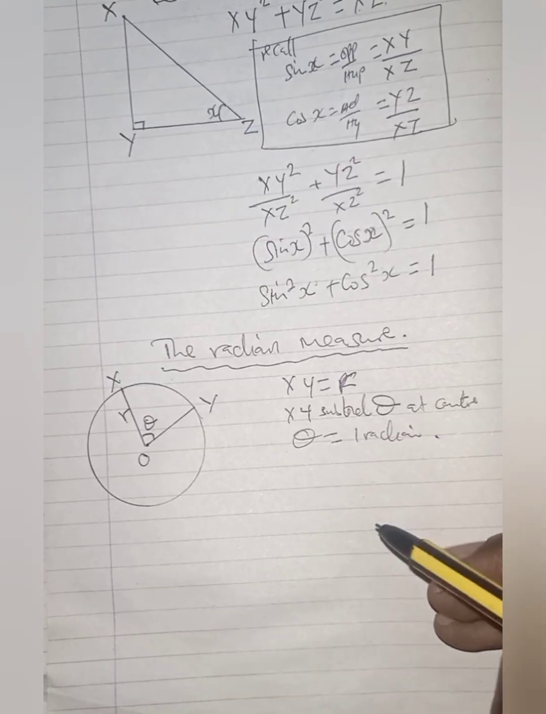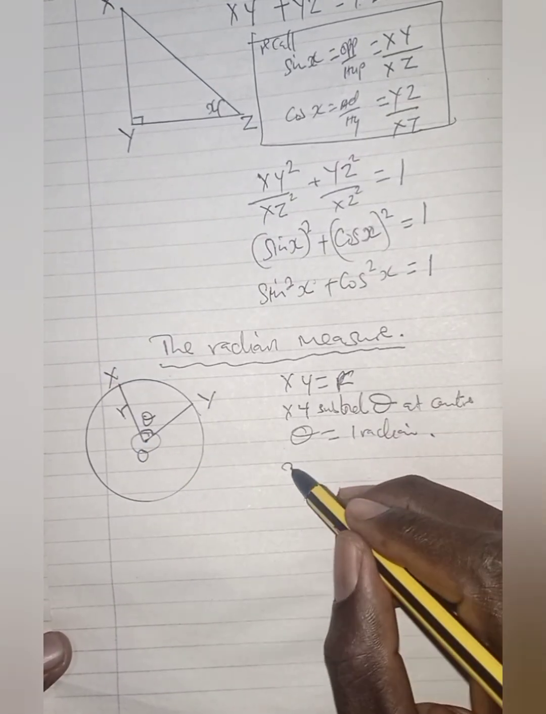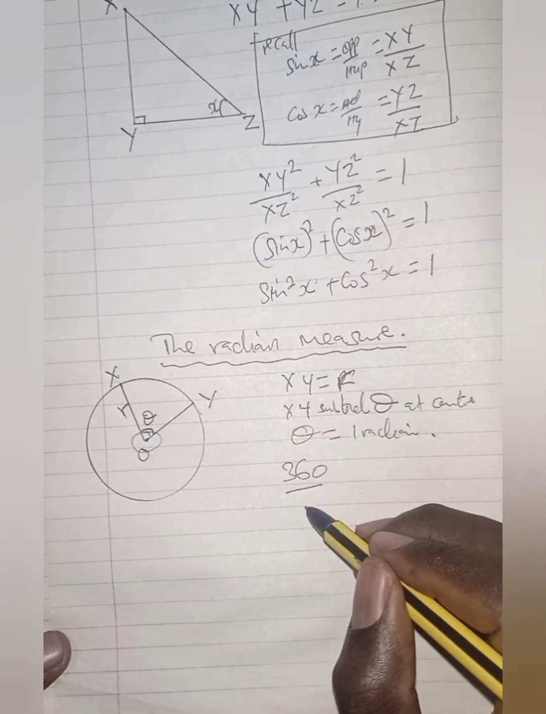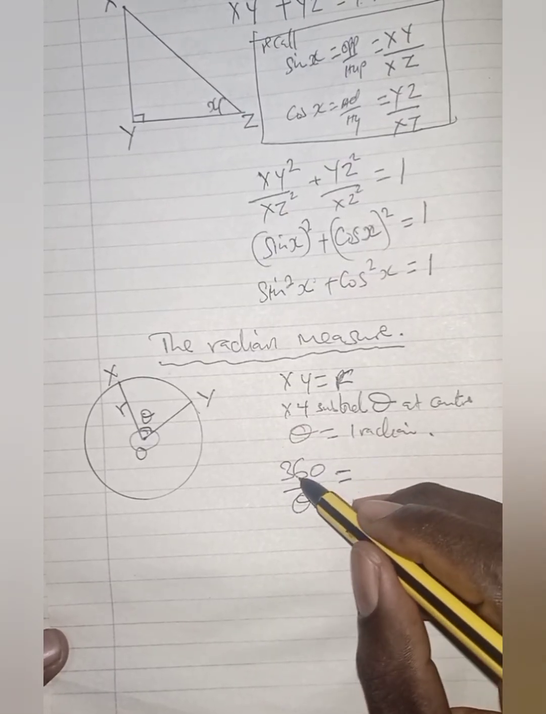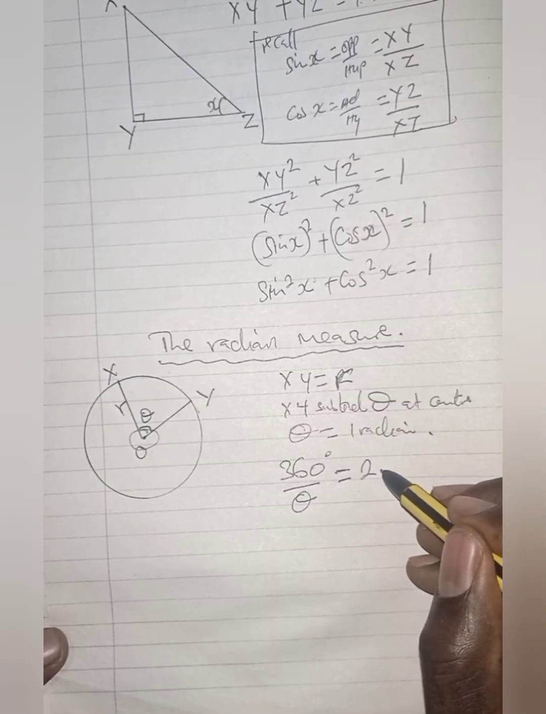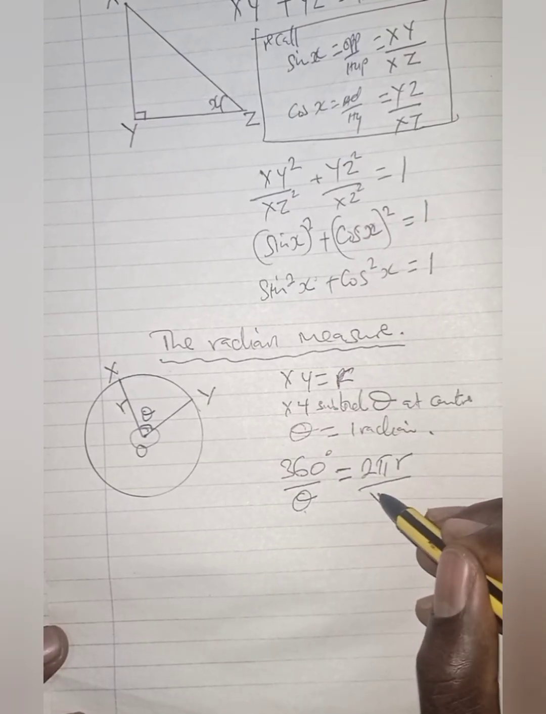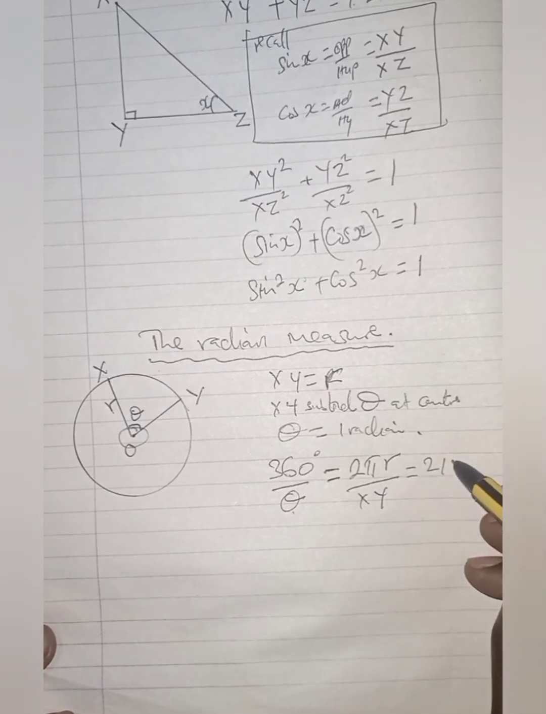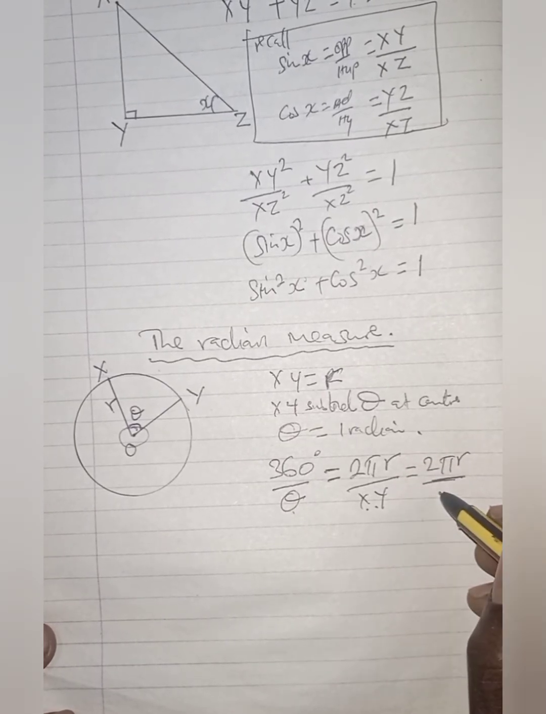Now, remember, the total angles at the center is equal to 360. Now, if you divide 360 by theta 1 radian, we should have the 360 degrees is subtended by the circumference, which is given as 2 pi r, and theta is subtended by arc xy. Now, 2 pi r is divided by arc xy, which is equal to the radius.